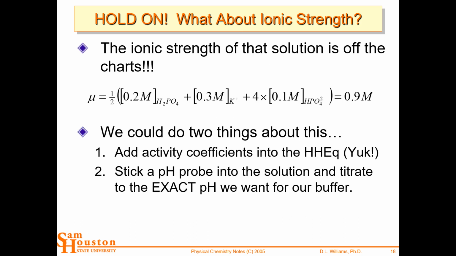So in our buffer solutions, where we're putting in lots of conjugate base, like sodium acetate, sodium hydrogen phosphate, all of these salty compounds, our ionic strength is through the roof. Okay, and in fact, if you go and try to use any of the tables with this ionic strength, you're not going to find values. It's off scale, if you will. And so what do we do? Well, we use a pH probe and we titrate to the exact pH we want.